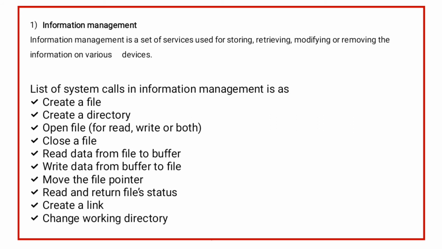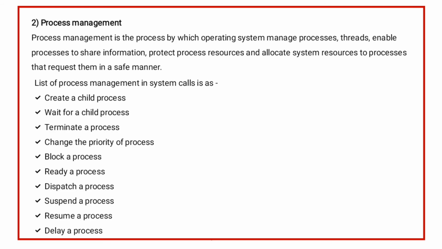Now some of the system calls in information management are: create a file, create a directory, open a file to read, write, or both, close a file, read data from file to buffer, write data from buffer to file, move the file pointer, read and return file status, create a link, change working directory. Now these are the list of system calls in information management. Now next service is process management.